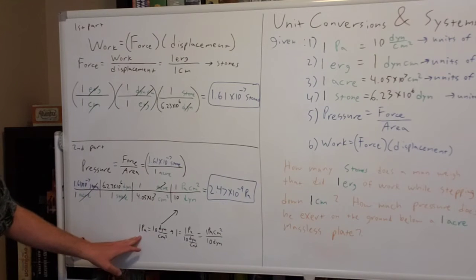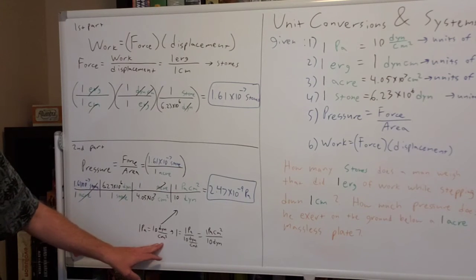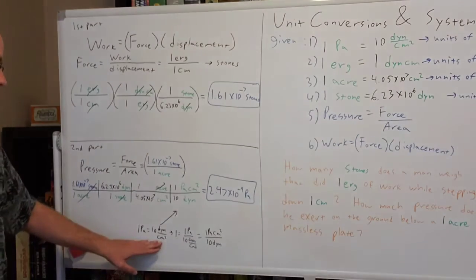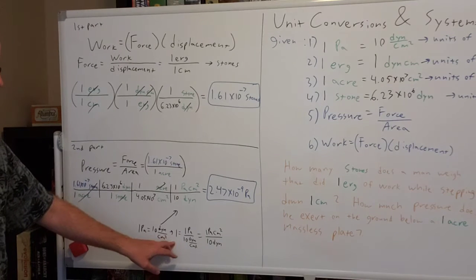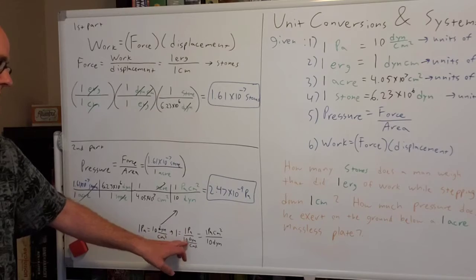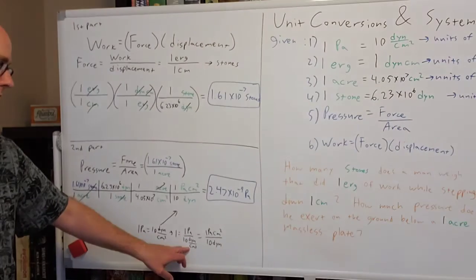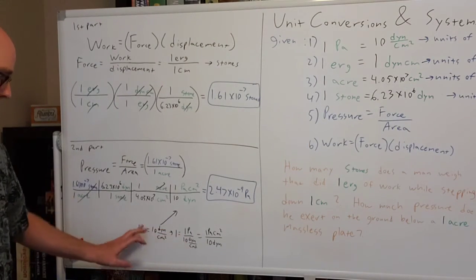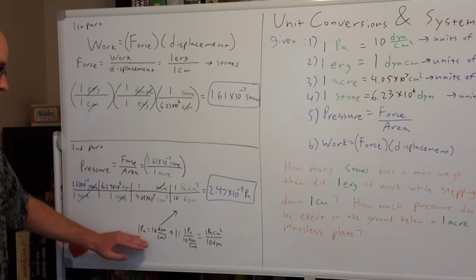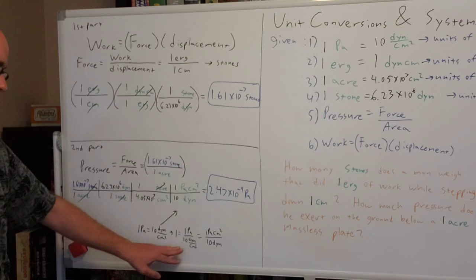So 1 Pascal is equal to 10 dynes per centimeter squared. True statement, because we have that relationship from our givens. Therefore, 1 is equal to 1 Pascal over 10 dynes per centimeter squared. Okay, that's just dividing both sides by 10 dynes per centimeter squared.